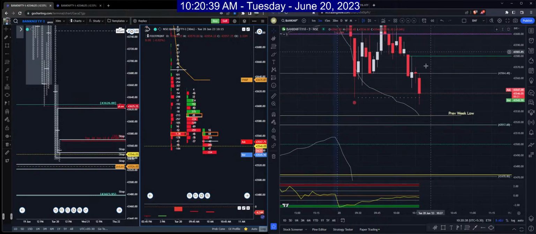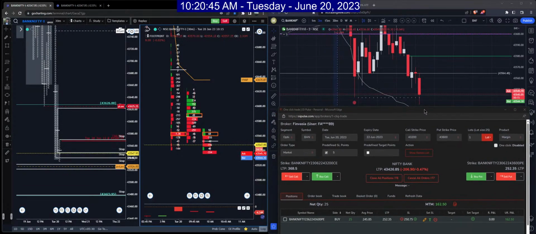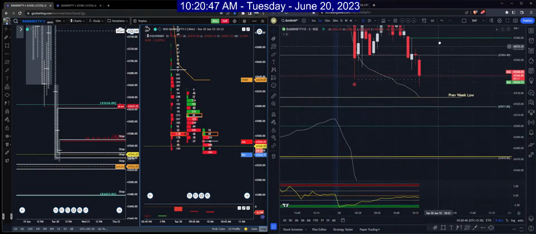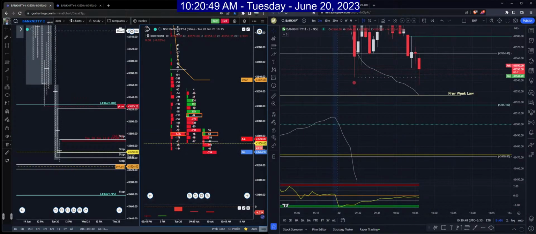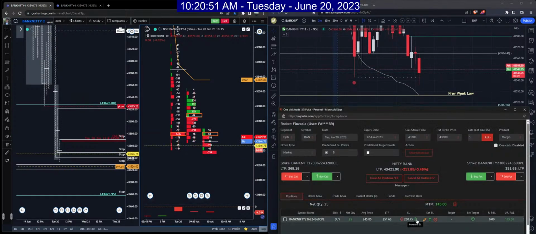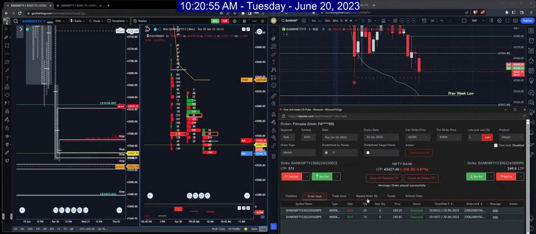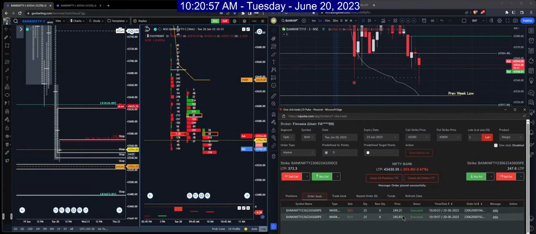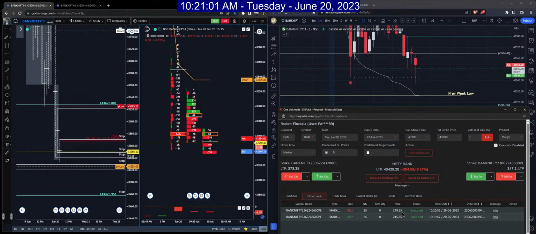Okay, so this trade worked out well, and yeah, this is the first trade. I'm just trailing my SL. So 250 is my stop loss, and now it has got triggered. Yeah, so 245 to 249, this was the first trade.